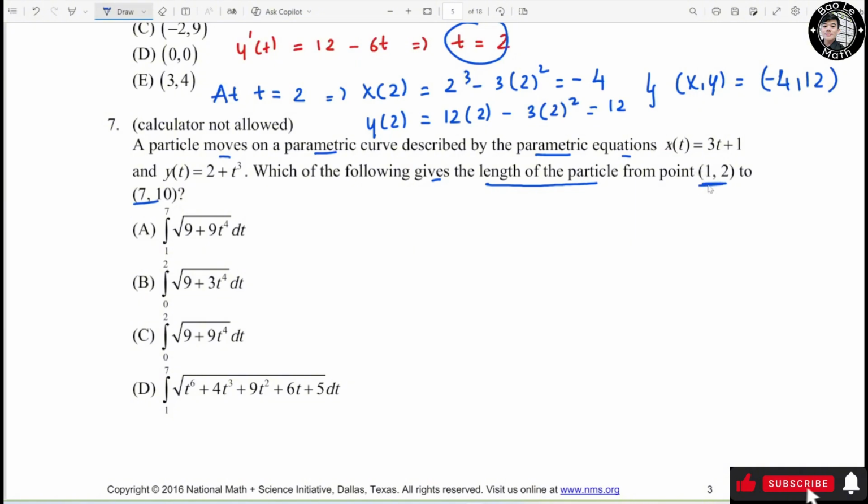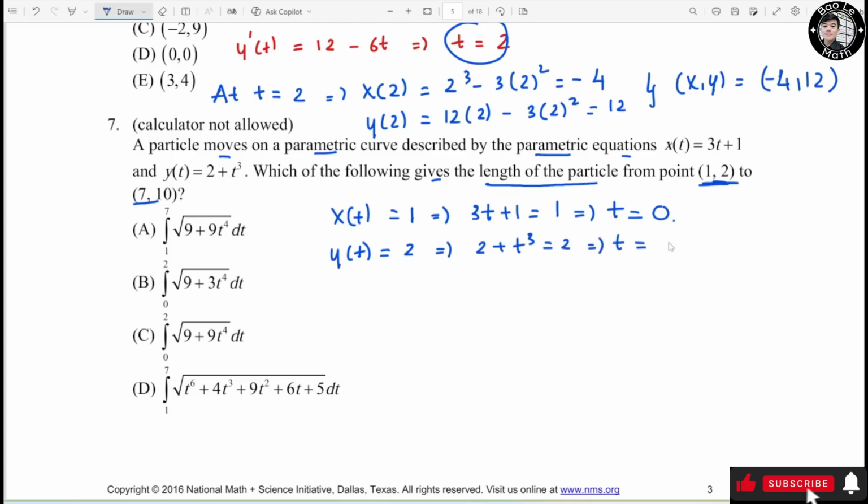So from this point right here, which means x of t equals 1, it tells us that 3t plus 1 equals 1, right? And then t equals 0. y of t equals 2, right? And then 2 plus t cubed equals 2. And then t equals 0.